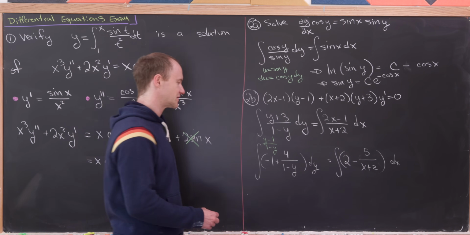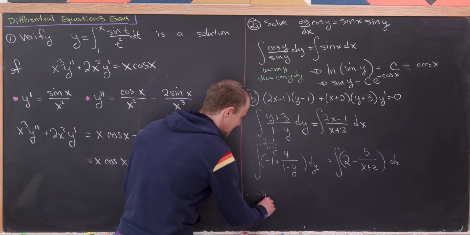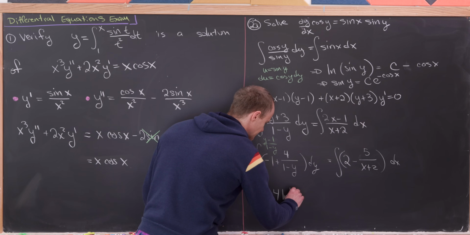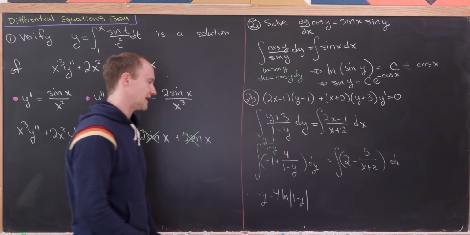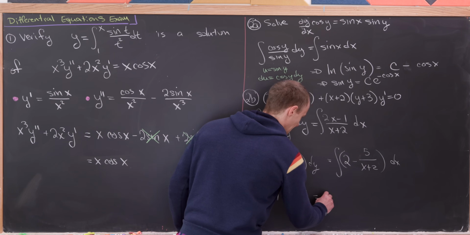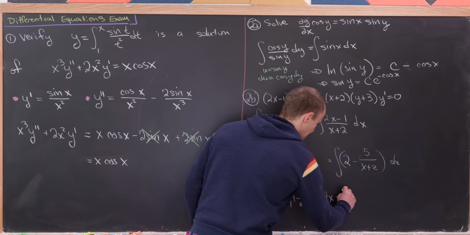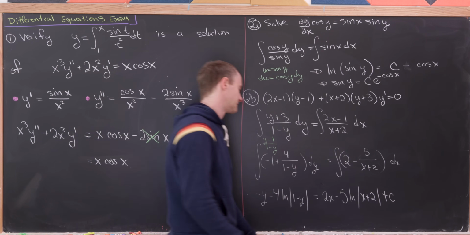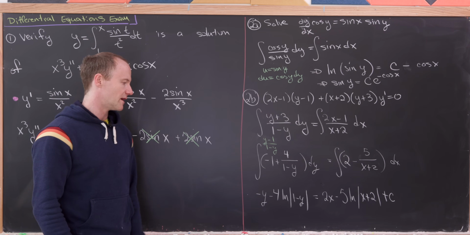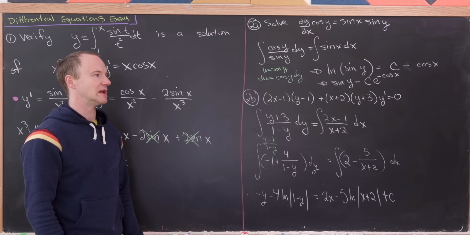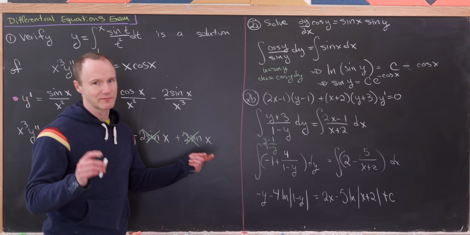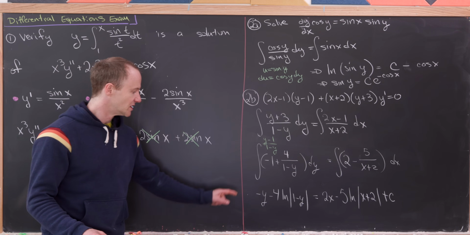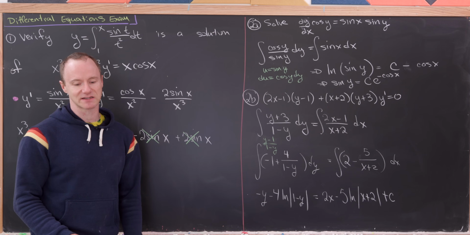But now we can take the antiderivative of both sides pretty easily. This gives us -y - 4 ln|1 - y|. And then on the right-hand side, we're going to have 2x - 5 ln|x + 2| plus a constant. This is again one that you really have to leave in implicit notation. It's pretty much impossible to solve for y without using a special function, I think the Lambert W function. So we would take that as our solution.